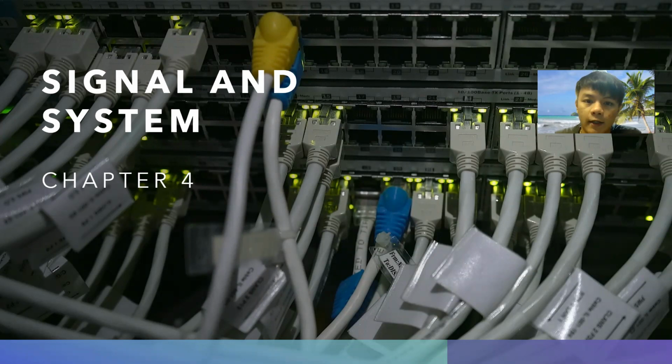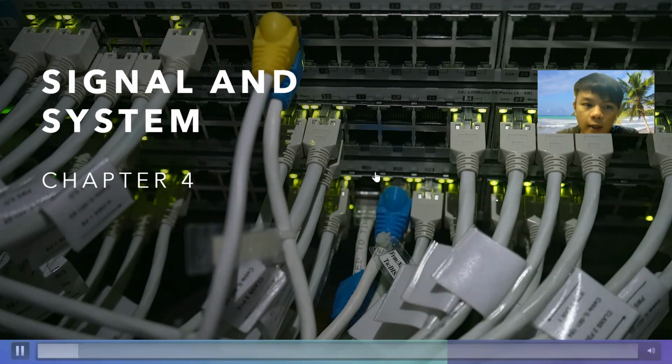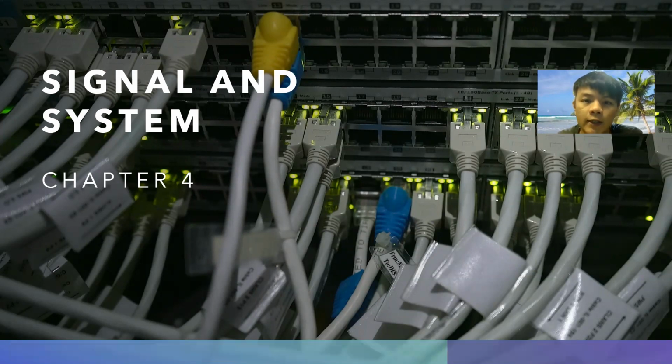Jadi sekarang saya nak terangkan chapter 4 tentang subjek signal and system. Chapter ni ada banyak bahagian. So kumpulan saya ada 3 orang. Jadi kita bahagikan kerja kami. So saya teruskan.